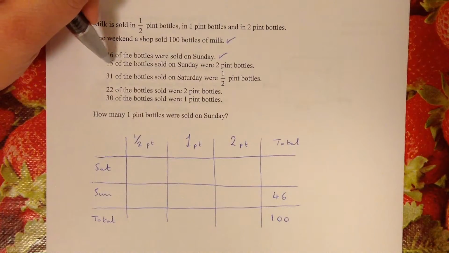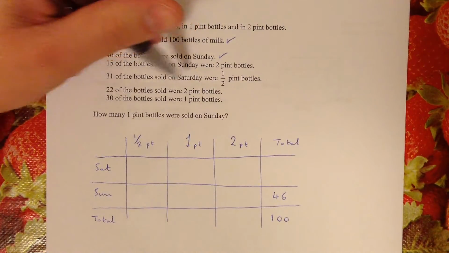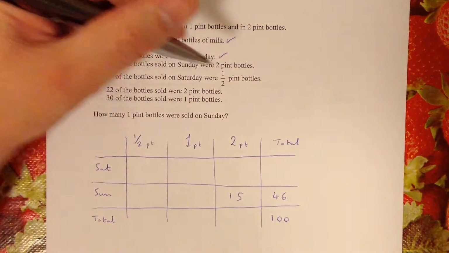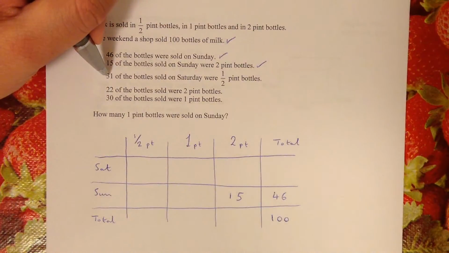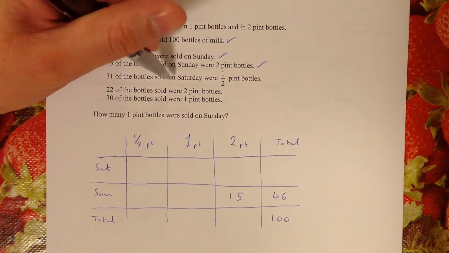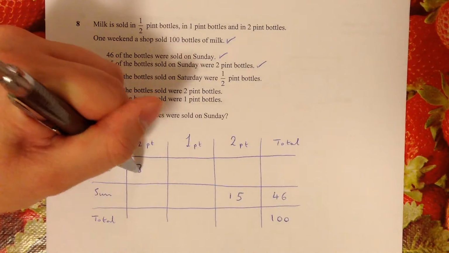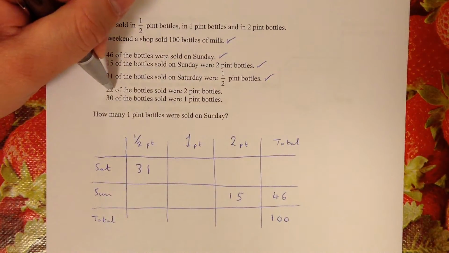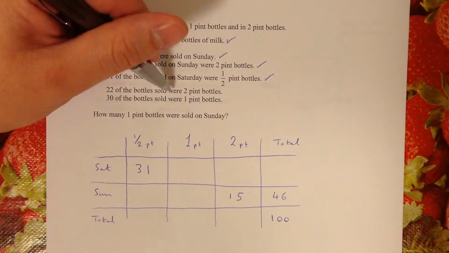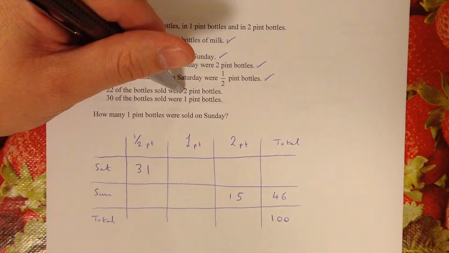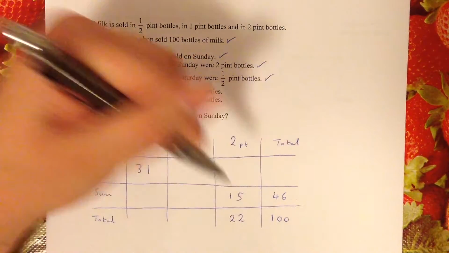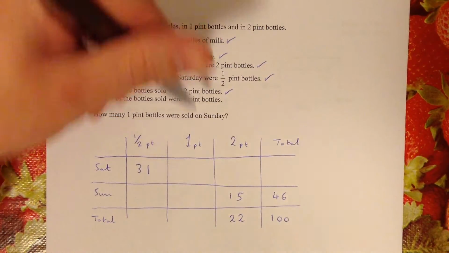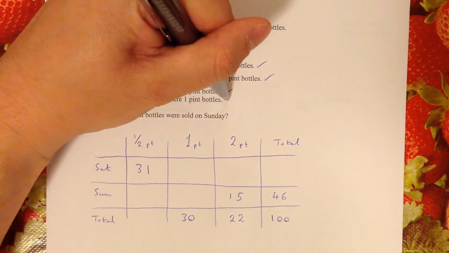Next line of information, 15 of the bottles that were sold on the Sunday, so we're still in the Sunday row here, were 2-pint bottles, so we can fill this one in as 15. Let's tick that one off. And then 31 of the bottles sold on a Saturday were half-pint bottles, so we go to Saturday and half-pint and we fill it in as 31. Next, 22 of the bottles sold in total, because it doesn't specify on which date, were 2-pint bottles, so we can have a total down here now for 22. And we also know that 30 of the bottles sold were 1-pint bottles, so we've also got a total here, so we can tick that off.